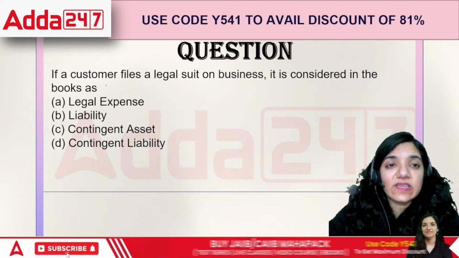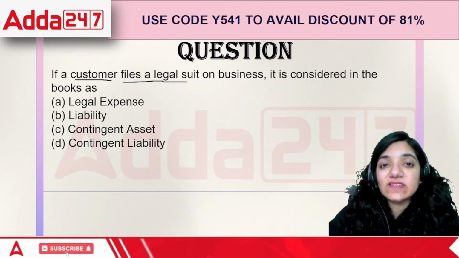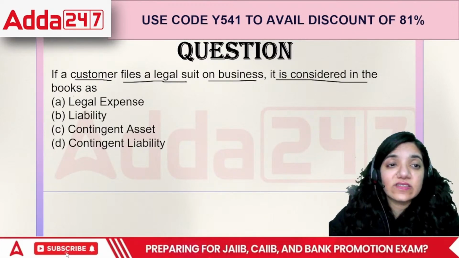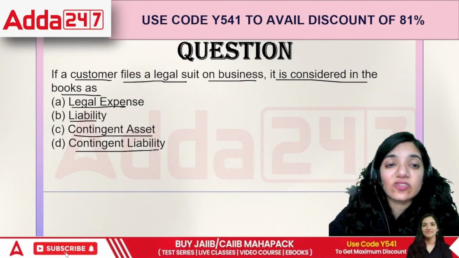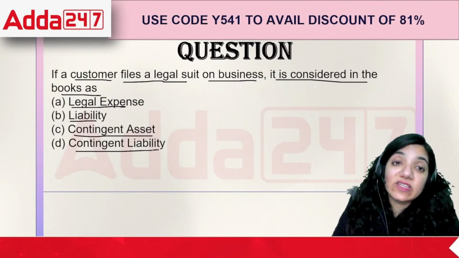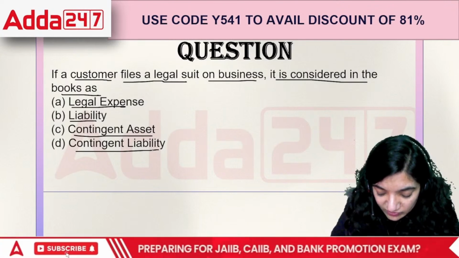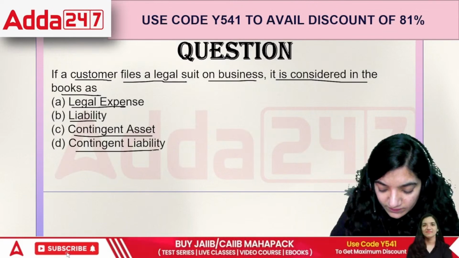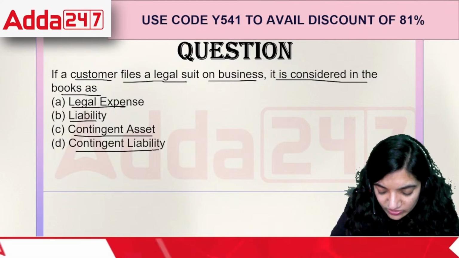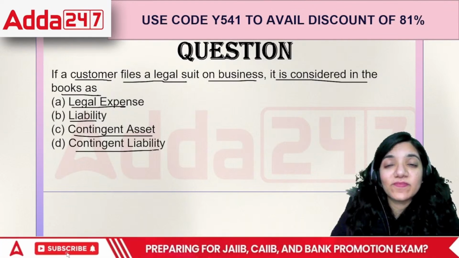The question says, if a customer files a legal suit on business, it is considered in the books as legal expense, liability, contingent asset, or a contingent liability. If a person has sued and they have filed a legal suit for that, how do we record it? If we are supposed to pay for a legal suit, then how will we record it?